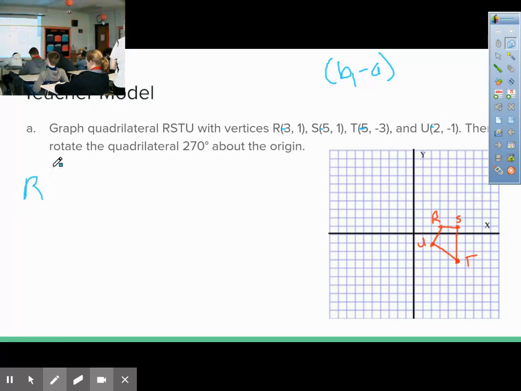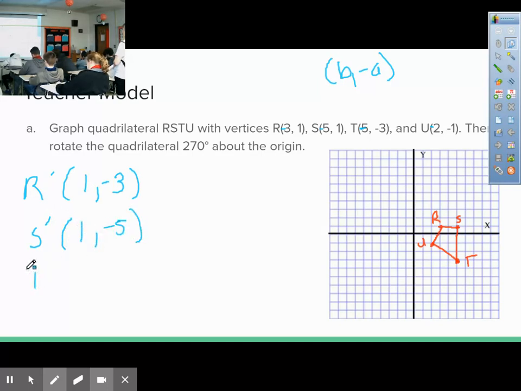R prime becomes 1, negative 3. S prime becomes 1, negative 5. T prime becomes negative 3, negative 5. And U prime becomes negative 1, negative 2.